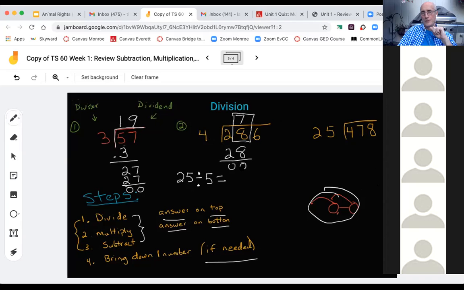Will 4 go into 0? No, it won't. So now I have to bring down the 6. Will 4 go into 6? Yep, it goes into it 1 time.